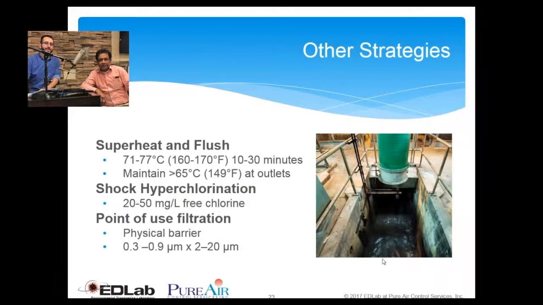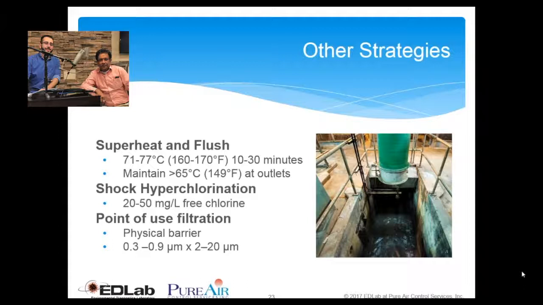The next one is the other strategy, and it's very environmentally friendly, I should say, because superheat is identified as very effective. The temperature should be raised to about 71 to 77 degrees for 10 to 30 minutes, and maintaining a temperature of 65 degrees Celsius at the outlets helps prevent Legionella, or if any Legionella is growing, then this is also going to be very effective.